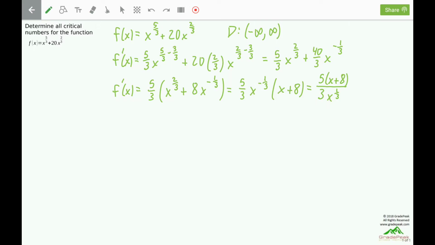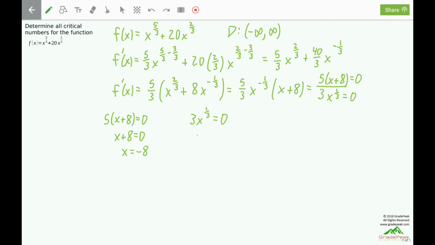Now that we have the derivative written as a single fraction and everything is to a positive power, we can set the numerator equal to 0 and the denominator equal to 0. Starting with the numerator, 5 times x plus 8 equals 0. We can divide both sides by 5, so x plus 8 equals 0, and subtract 8 from both sides, so x equals negative 8.